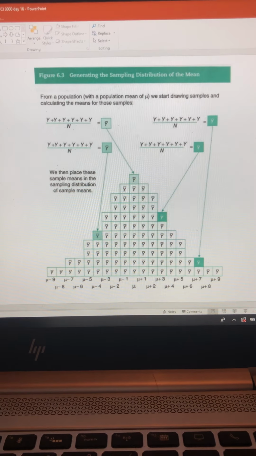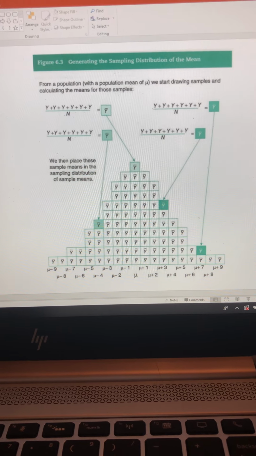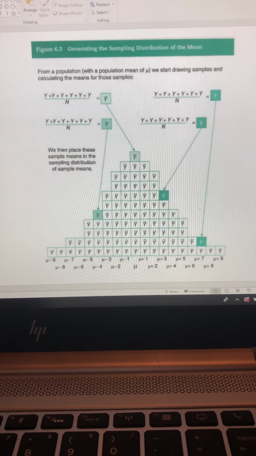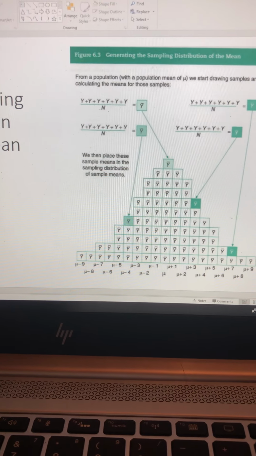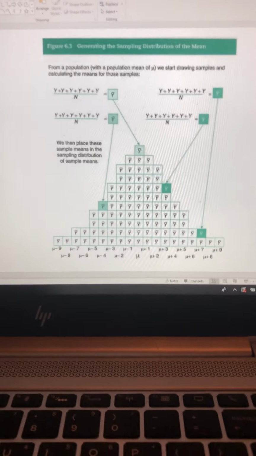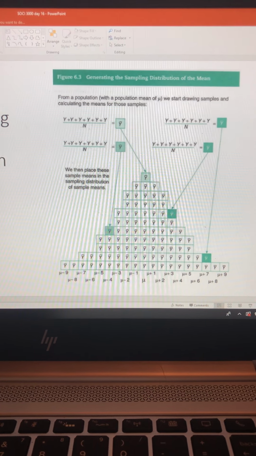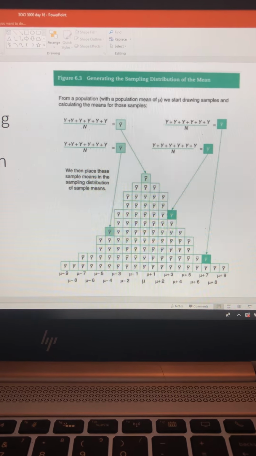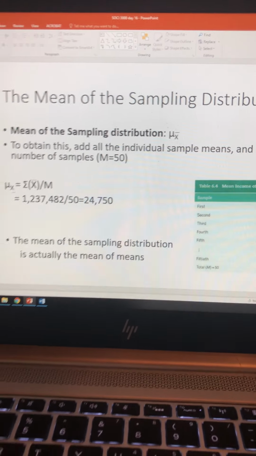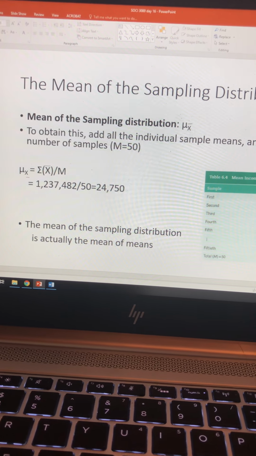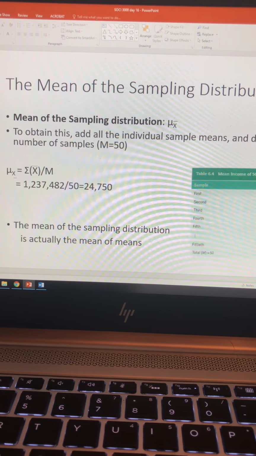sample means of size n along a line, we're going to find that it lines up normally. I'm going to do, hopefully, another example of my own, but this is the one from the book. Please make sure you read this. Okay. So, we denote the mean of the sampling distribution as mu of x bar.